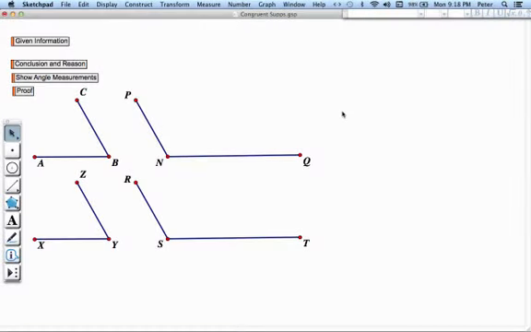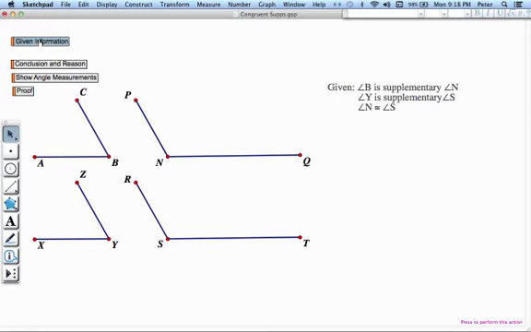Okay, let's take a look at a more complicated diagram, but really a very similar theorem. Suppose we're told that angle B is supplementary to angle N, just as the picture kind of implies they are. And angle Y is supplementary to angle S. No surprise there either. And finally, suppose that we're given one angle of each pair of supplementary angles that are congruent. So in this case, angle N is congruent to angle S.